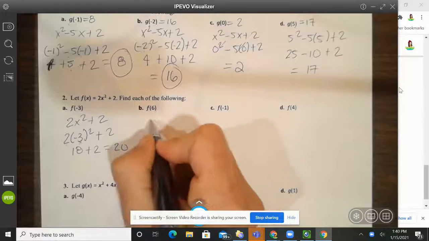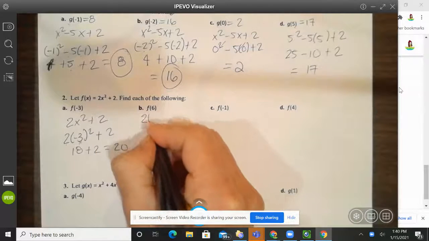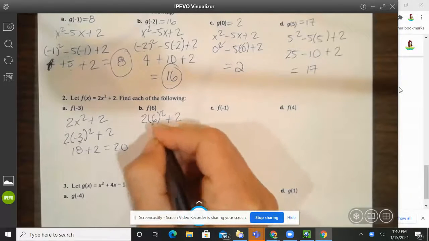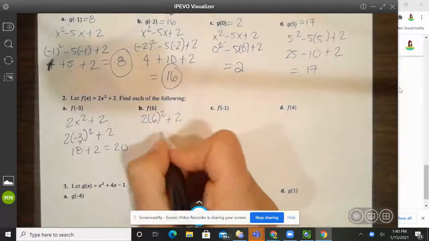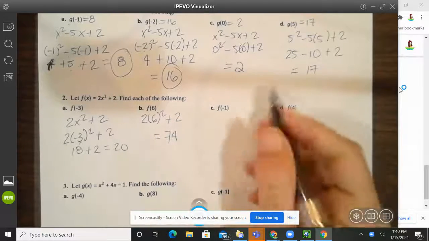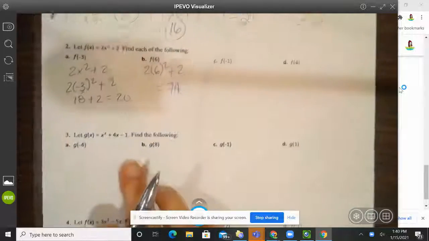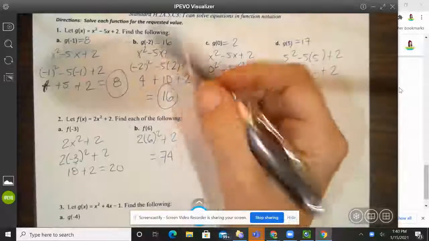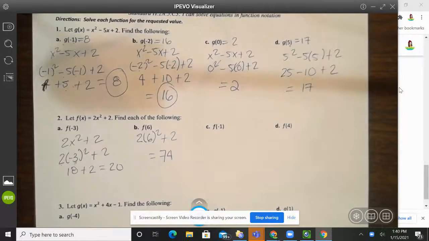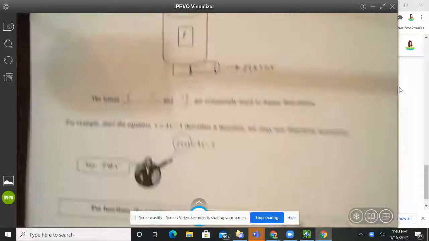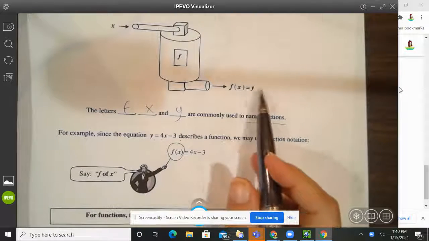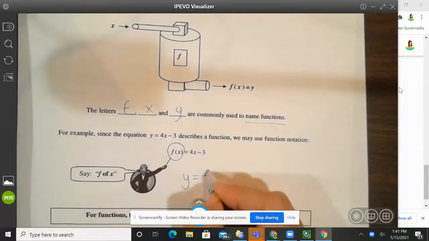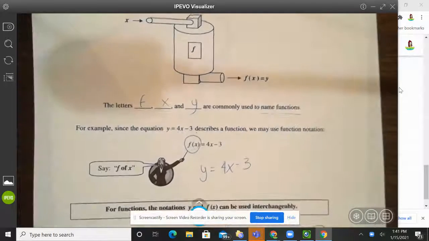Same thing here, with the same function. That's 6 squared times 2 plus 2, that's 36 times 2 is 72, plus 2 is 74. And so on. That's what you do here, and same thing here, you get the point. So I hope this helps. It's mostly substitution here. What is important about this week is basically the notation, and knowing that y equals f of x. In this function, it would be the same thing as saying this. Okay, so I hope this helps.